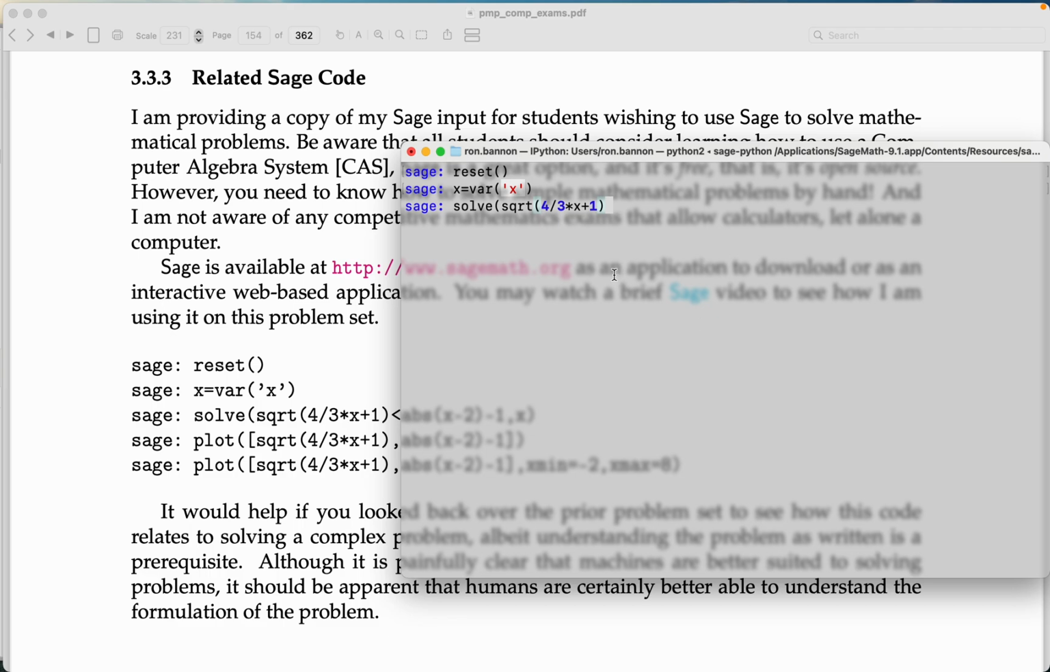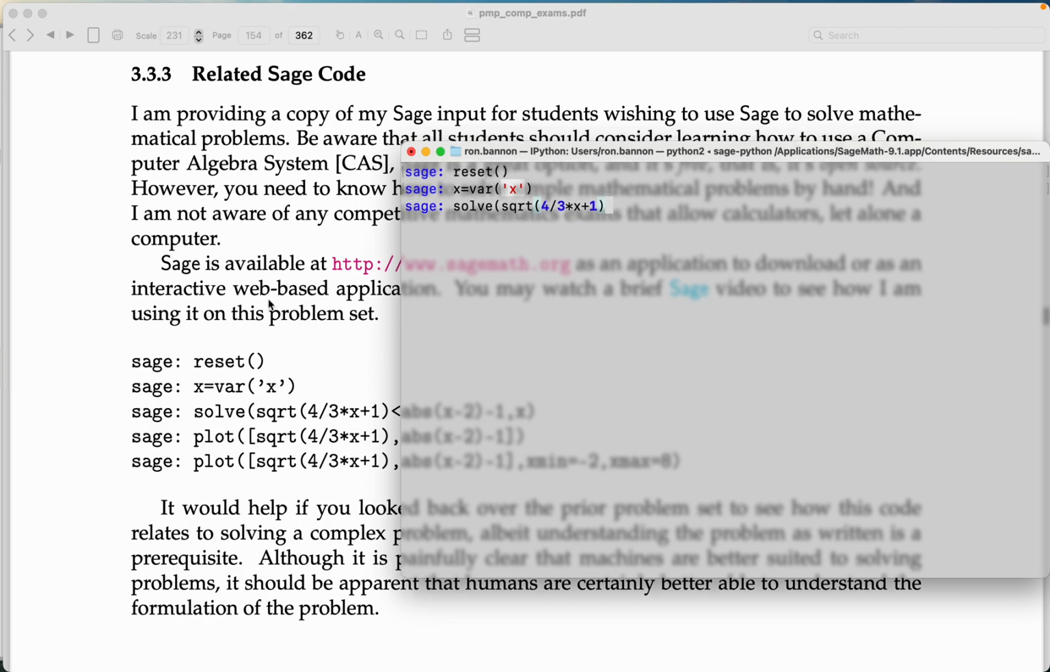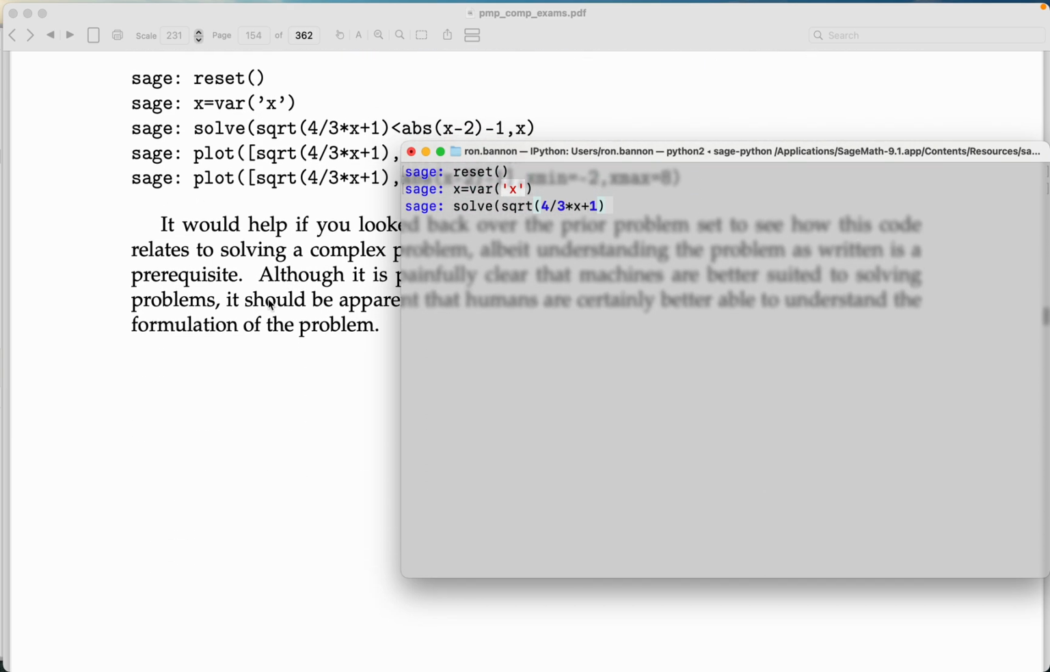And this looks like an inequality. All right, so I'm going to pull it over here. And it looks like it's less than. ABS stands for absolute value, the absolute value of x minus 2. And subtract 1 from that. And then what do you get over here? They want to solve for the variable x. Let's see what happens.